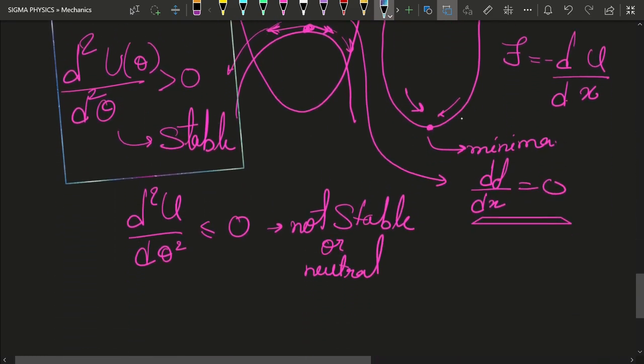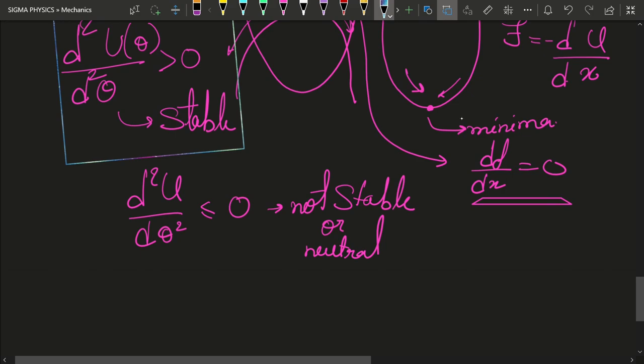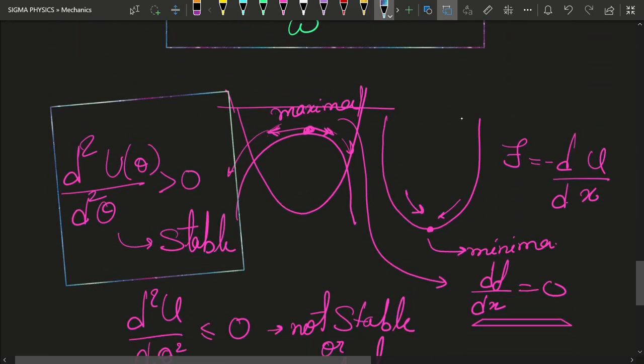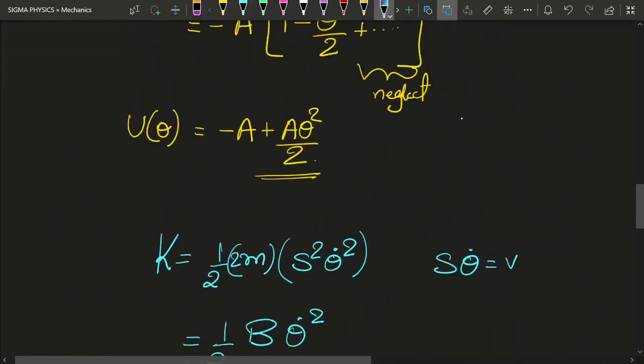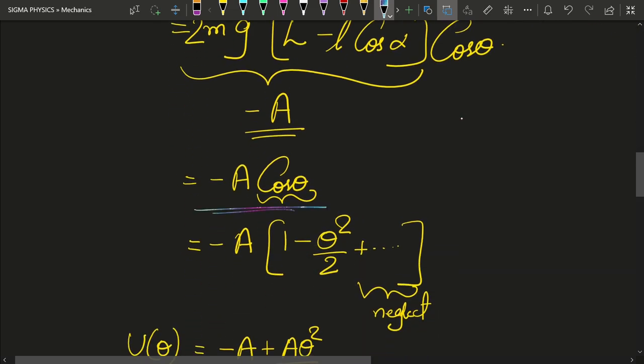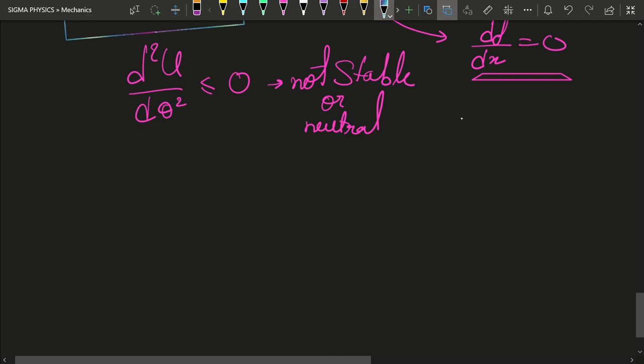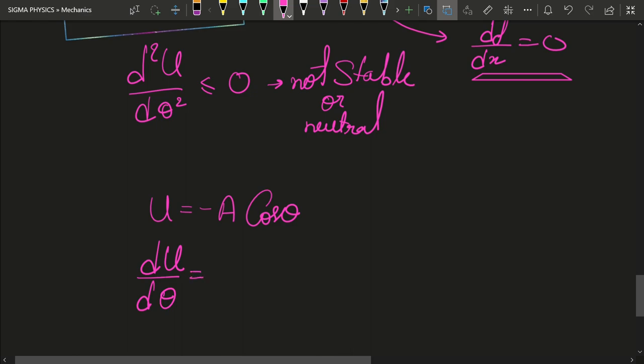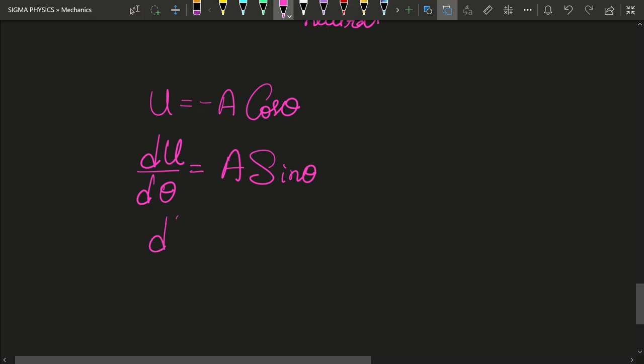Okay, since we have to satisfy that condition, let us quickly set the second derivative of the potential energy of the teeter toy equal to zero. What was the potential energy? Yes, the potential energy was minus A cos theta. So let me quickly write it down. The potential energy was equal to minus A cos theta. That implies du upon d theta is equal to A sine theta, and d square u upon d theta square is equal to A cos theta, right?